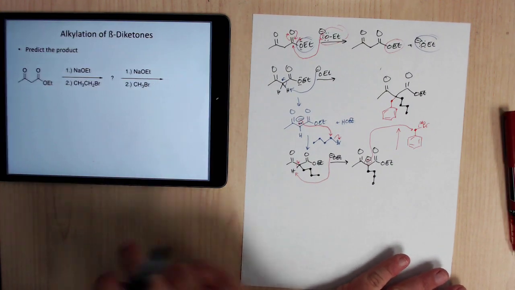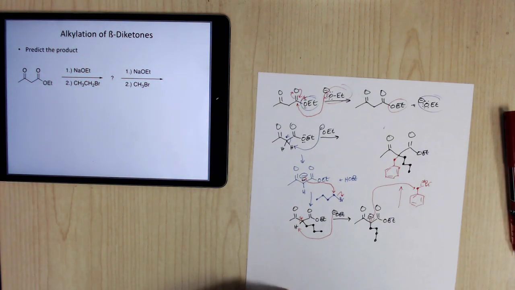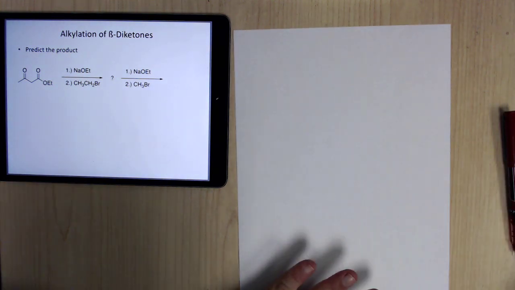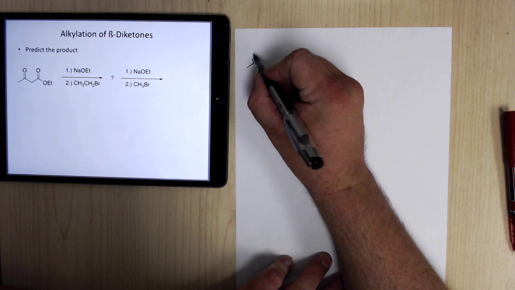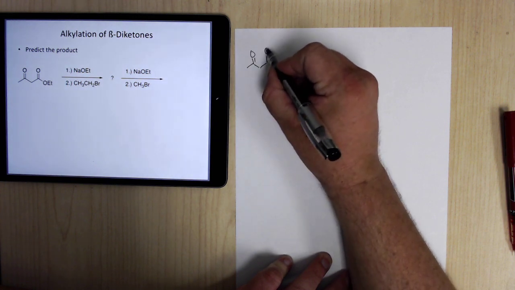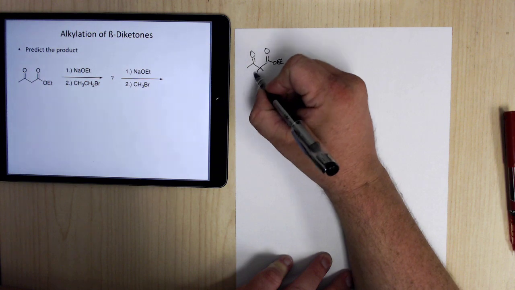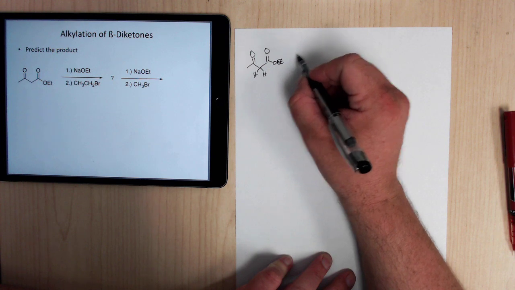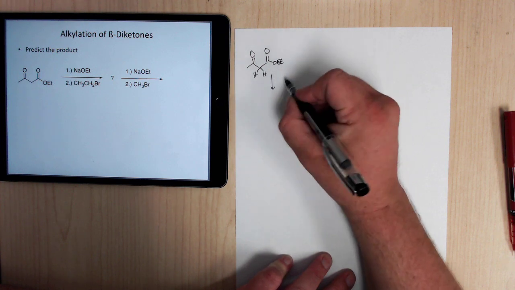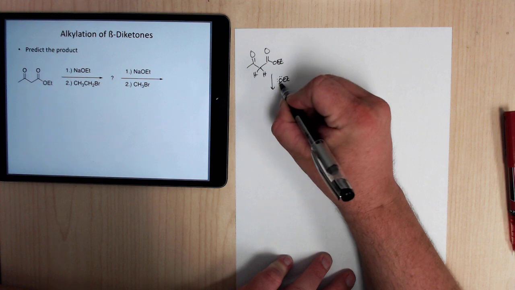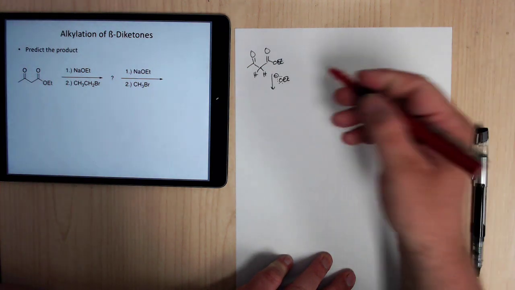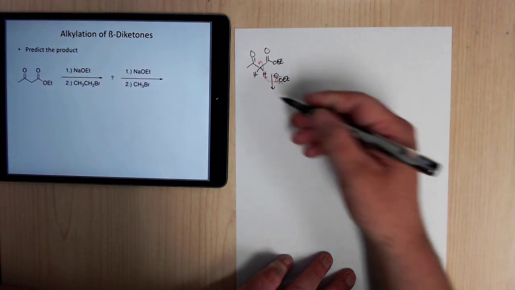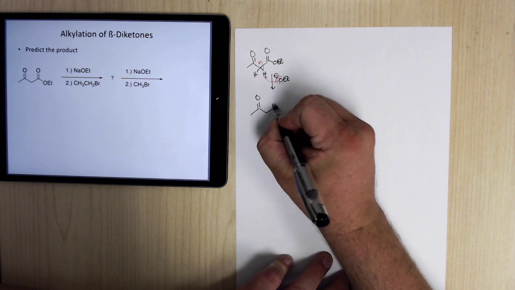Okay. So as an example, we have our ethyl acetoacetate. Now, again, for predicting products, you don't have to draw the mechanism, but I usually do because I think it makes things a little bit easier. So the first thing we're going to do is dump in some base. This is going to grab that hydrogen, move those electrons there. Okay, so we're going to make this.